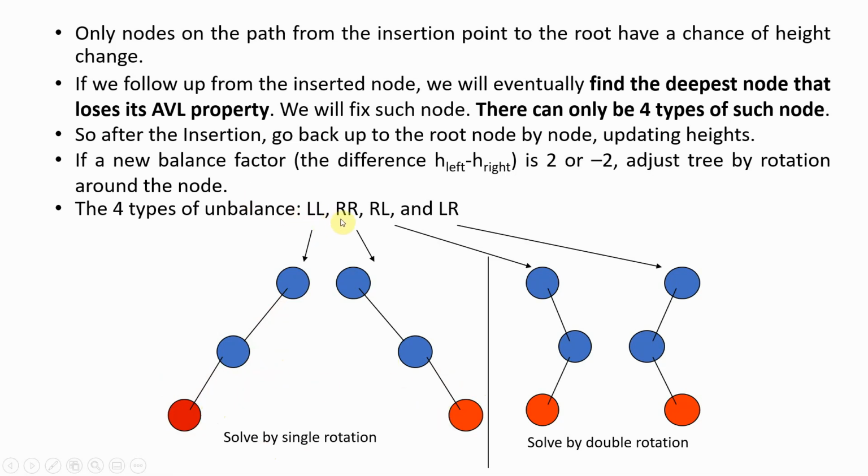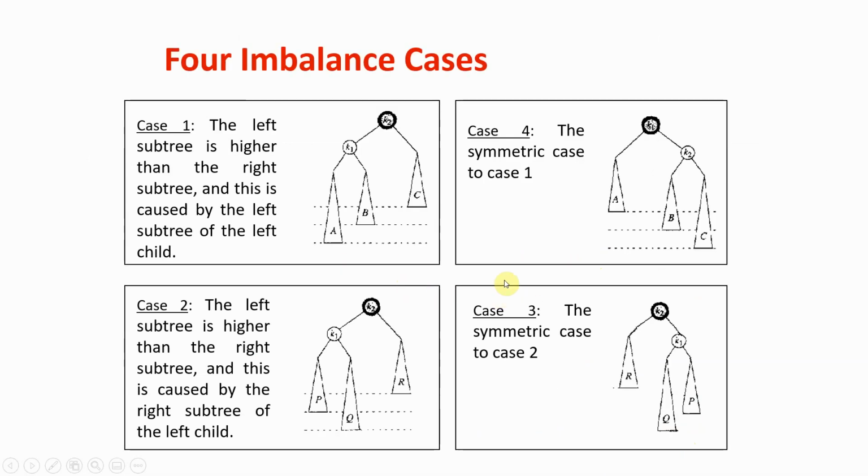For LL and RR case, we can do this by something called a single rotation. For RL and LR case, we have to do a double rotation. And we're going to see what these are like in this lecture. Again, this can summarize the left-left case, the right-right case, the left-right case, and the right-left case. They're also called by their rotation as well. So this is also called LL rotation, RR rotation, LR rotation, RL rotation.